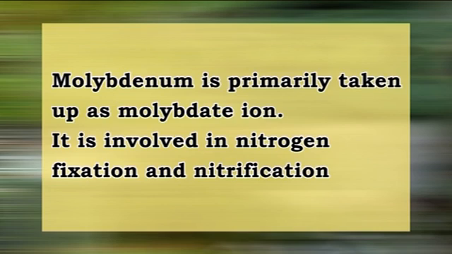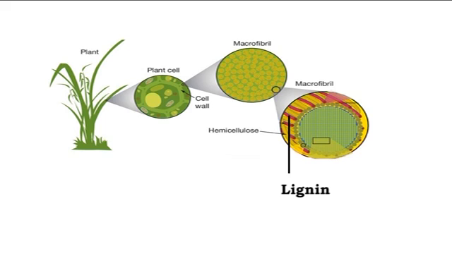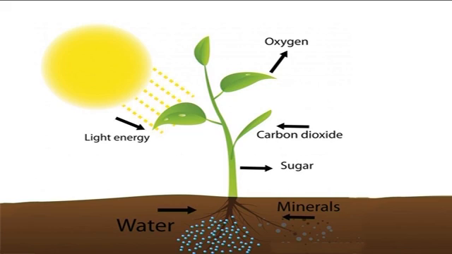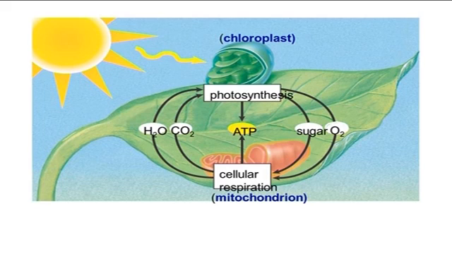Molybdenum. Molybdenum is primarily taken up as molybdate ion. It is involved in nitrogen fixation and nitrification. Copper. Copper is taken up as cupric ion. Copper is also a component of enzymes, some of which are important to lignin formation in cell walls. It is also involved in photosynthesis, respiration and processes within the plant involving nitrogen.